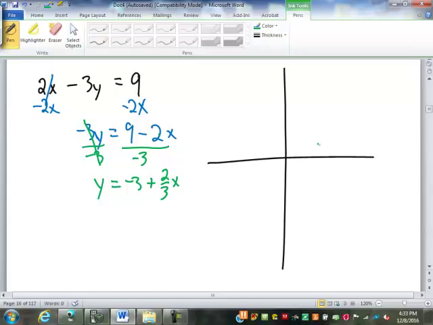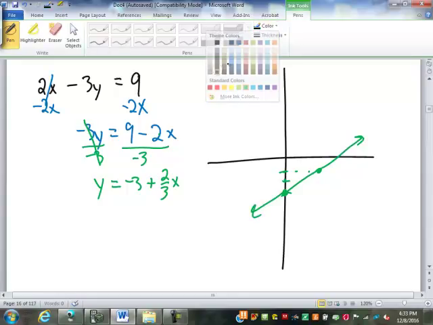So we'll start where? Down 3. Down 3, and from there we're going to go up 2 over 3. The opposite side of this would be to take a line like this.